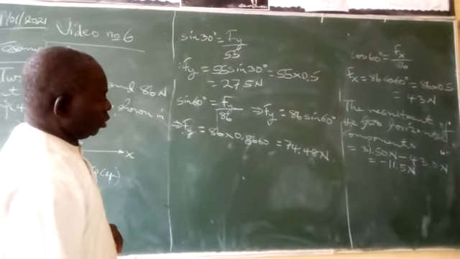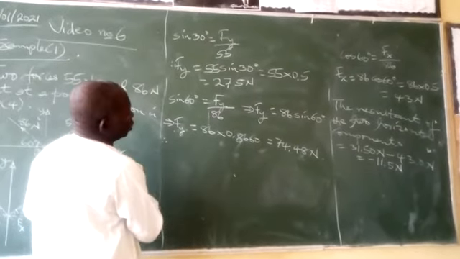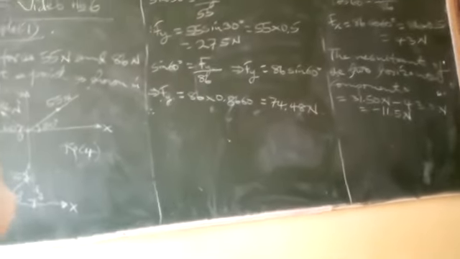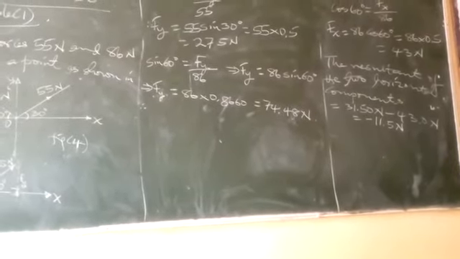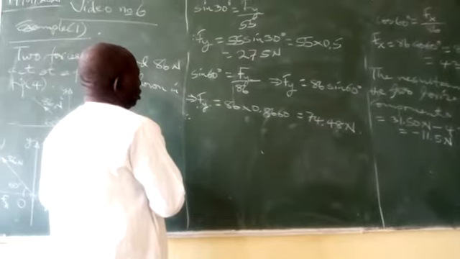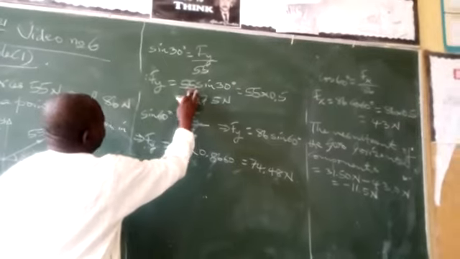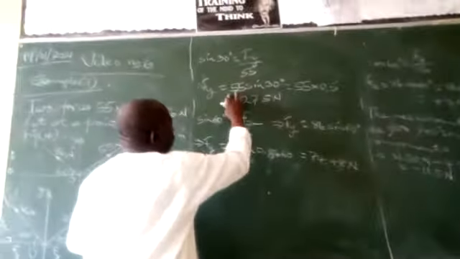Then the resultant. Have you done the other one? You've done f sub x. You have not done it, only f sub y. I've done the f sub x. You did that one twice. This is for the first 55 Newton force. This is for the 86 Newton force. This is the vertical component of the 55 Newton force. Vertical component of the 86 Newton force.